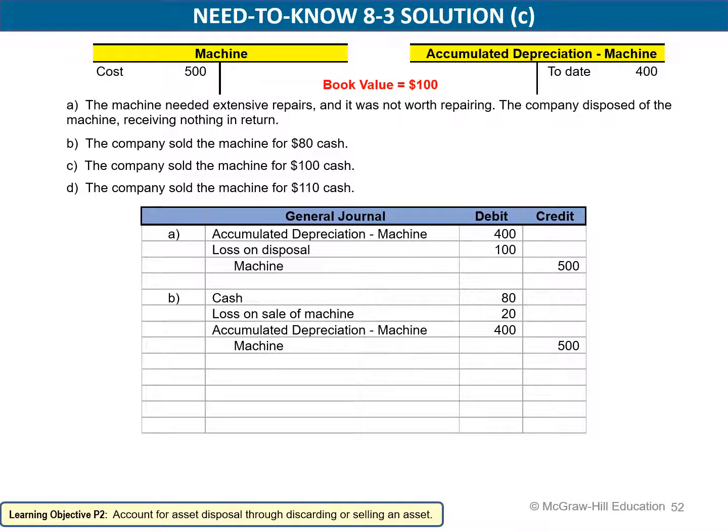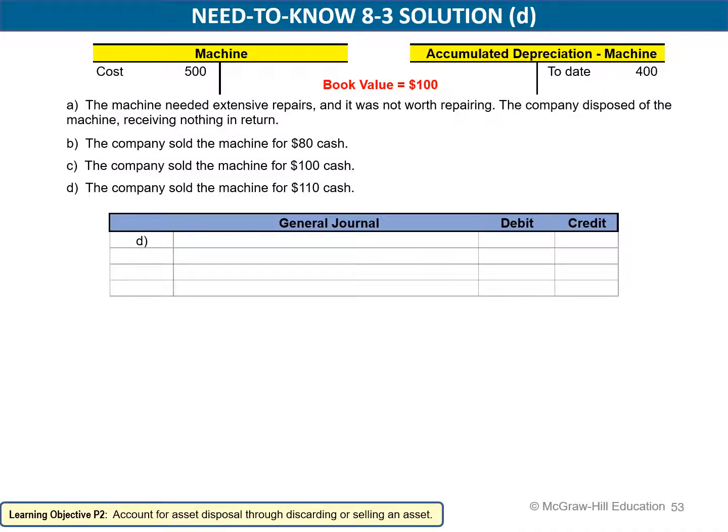Then in letter C, the company sold it for $100 cash. So that's easy peasy. We're going to record our debit to cash to increase it, and we're going to remove our machine from our books with a credit of 500, remove our accumulated depreciation from our books with a debit of 400, and our debits equal our credits. There's no gain or loss in that case because we sold it for the book value of it.